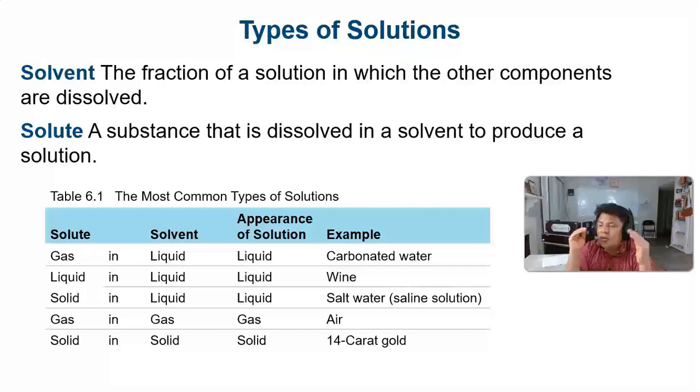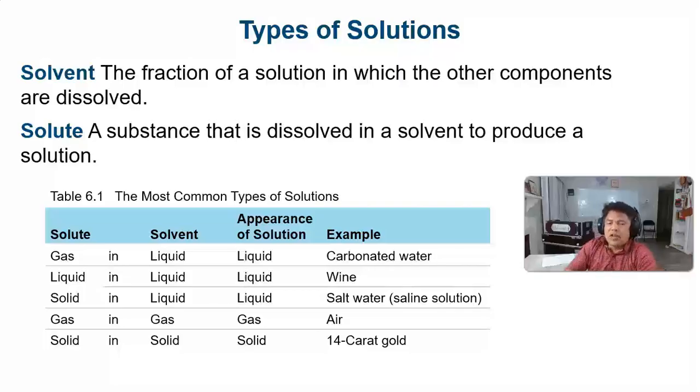Generally, the component that is abundant, in the larger quantity in the mixture, can be considered the solvent, and the one in the smaller quantity is the solute. So that's why in a water solution of sodium chloride, the sodium chloride is the solute and the water is the solvent.